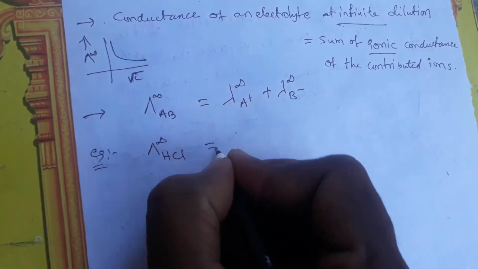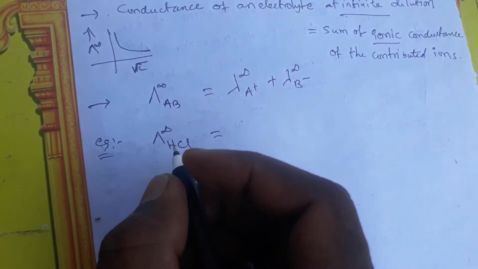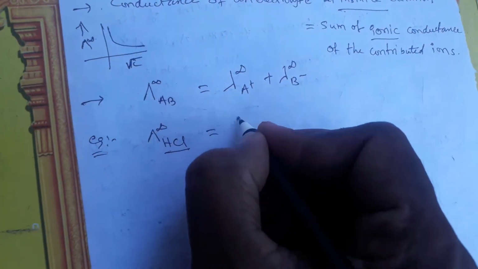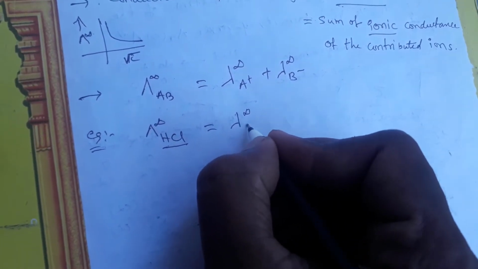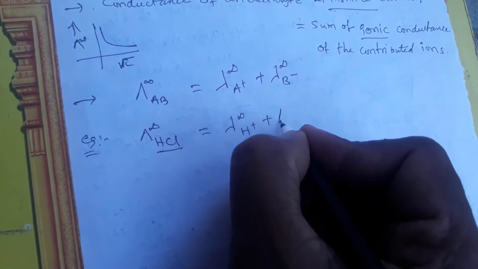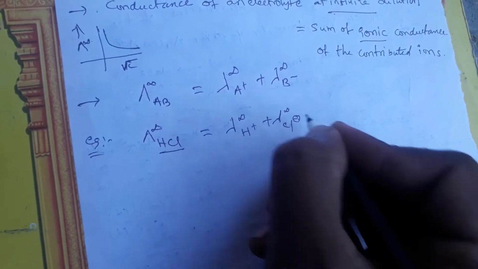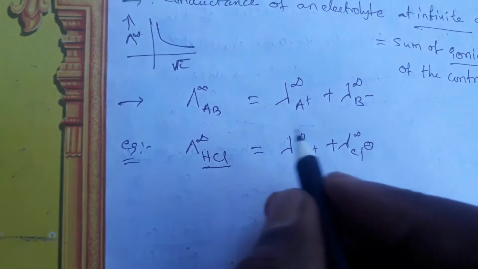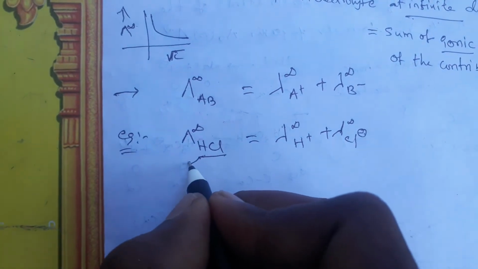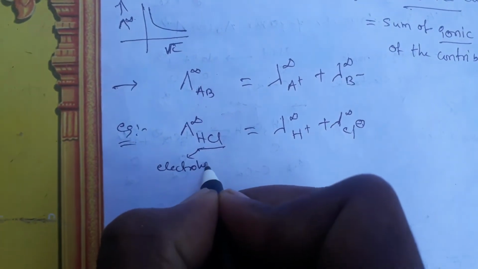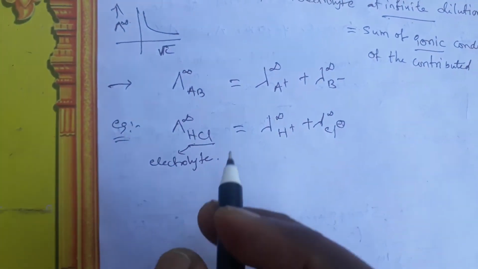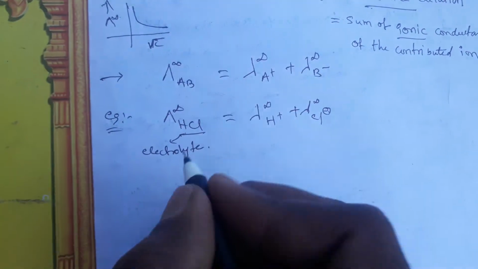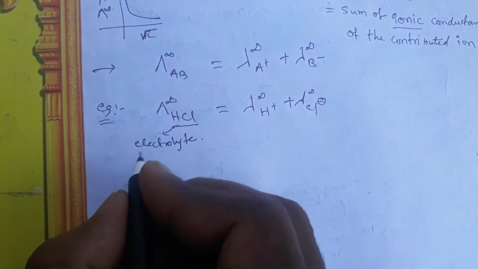For example, if I write lambda infinity of HCl, what is the meaning of lambda infinity of HCl? That is the equivalent conductance of HCl. That means how can it break? It can be broken as lambda infinity of H plus ions and lambda infinity of Cl minus ions. So this lambda is due to the ions, and this is due to the total electrolyte. It is a strong electrolyte, it will completely dissociate, 100% dissociation takes place in the solution.